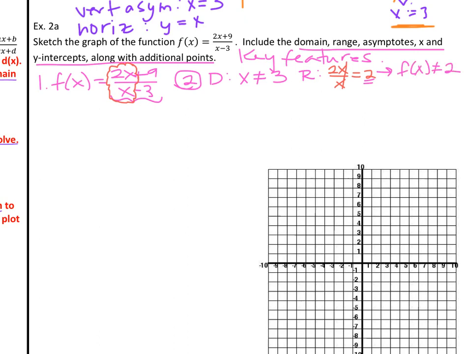That's how we get the range. So our domain is x can't equal 3. Our range is f of x can't equal 2. Now we'll do our asymptotes. We'll draw in those border lines, and I'm going to do that in orange, I think.